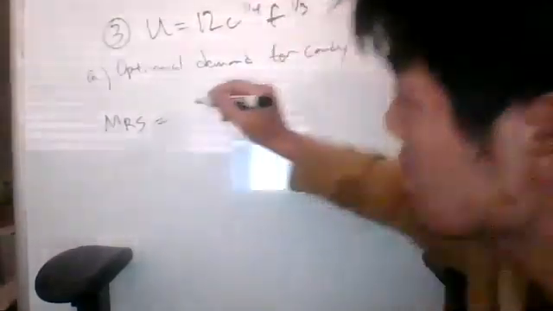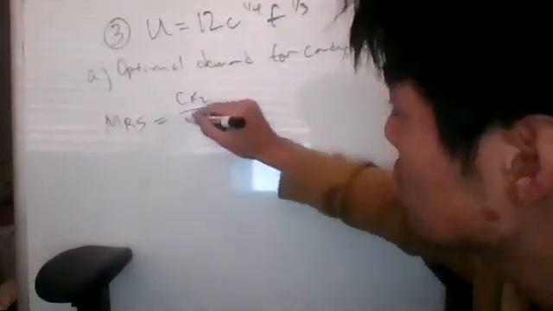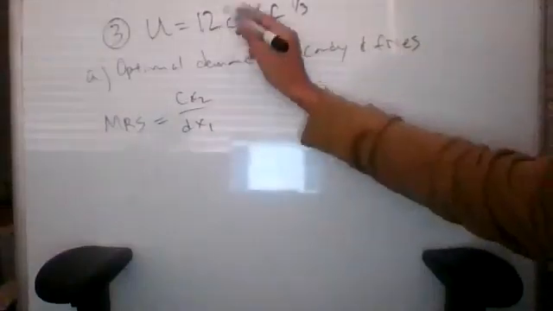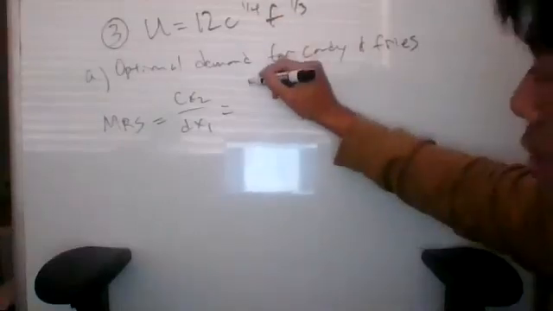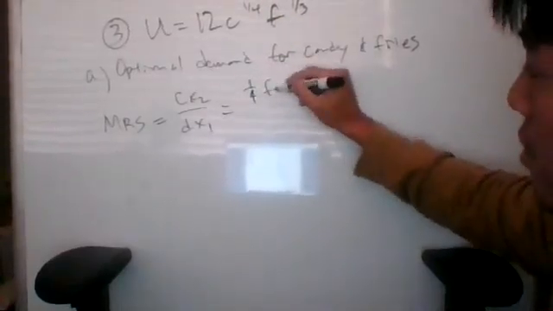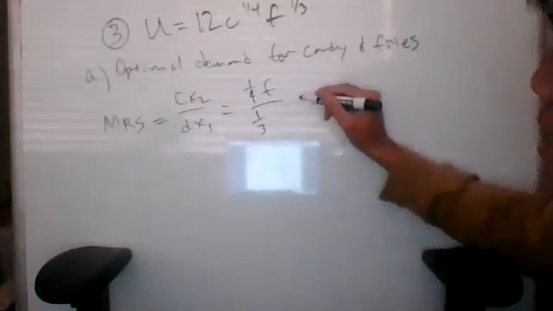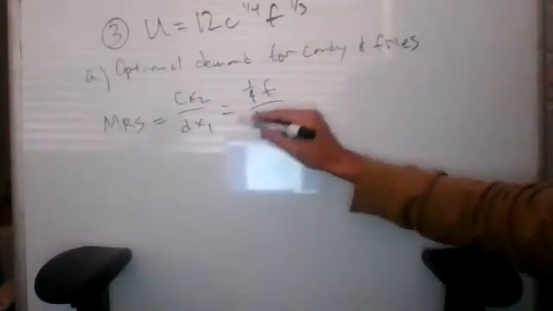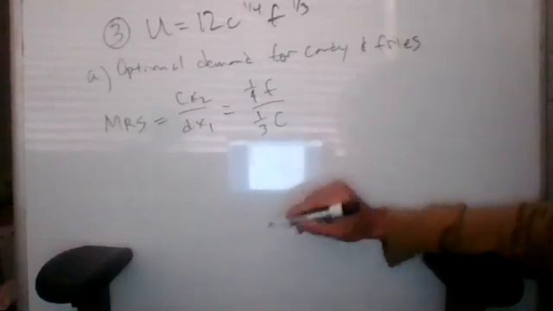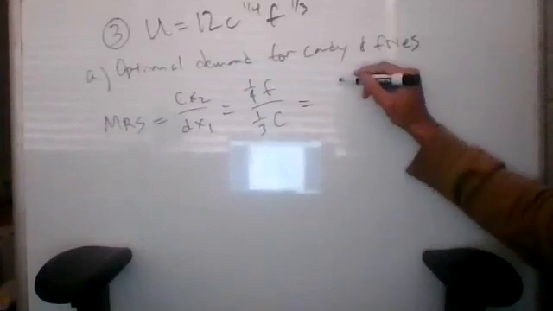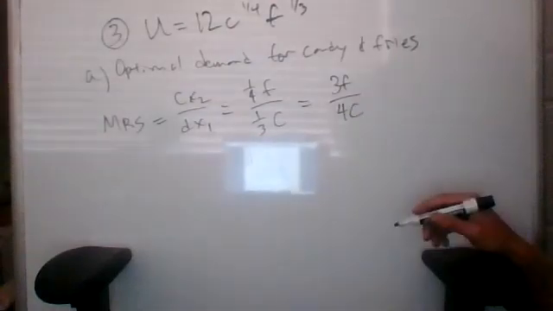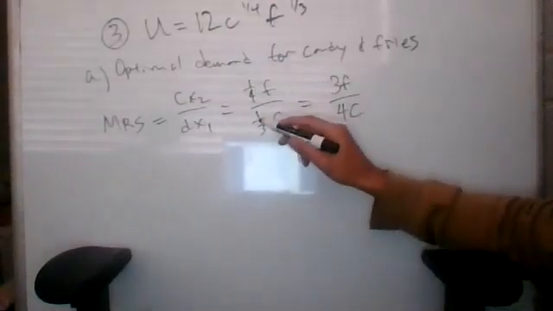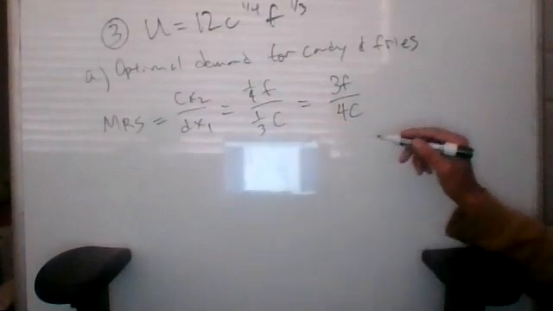So our MRS is c x2 over d x1, right? The constant doesn't really matter. So c in this case is 1/4. So this is 1/4 F over 1/3 C. Okay. And if I were to simplify this out, this would be 3F over 4C, okay? I just multiplied everything through by 12 over 12, and I got this, okay?